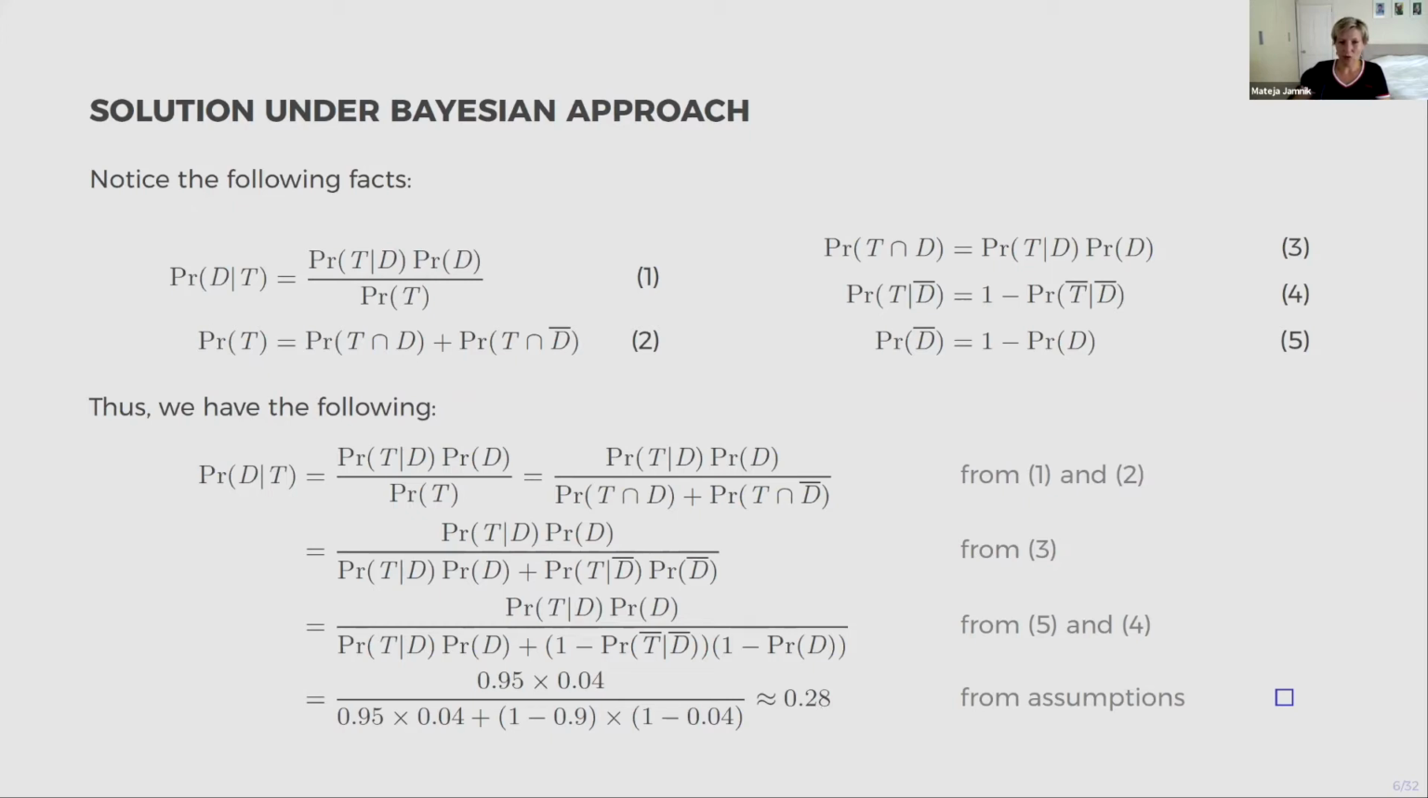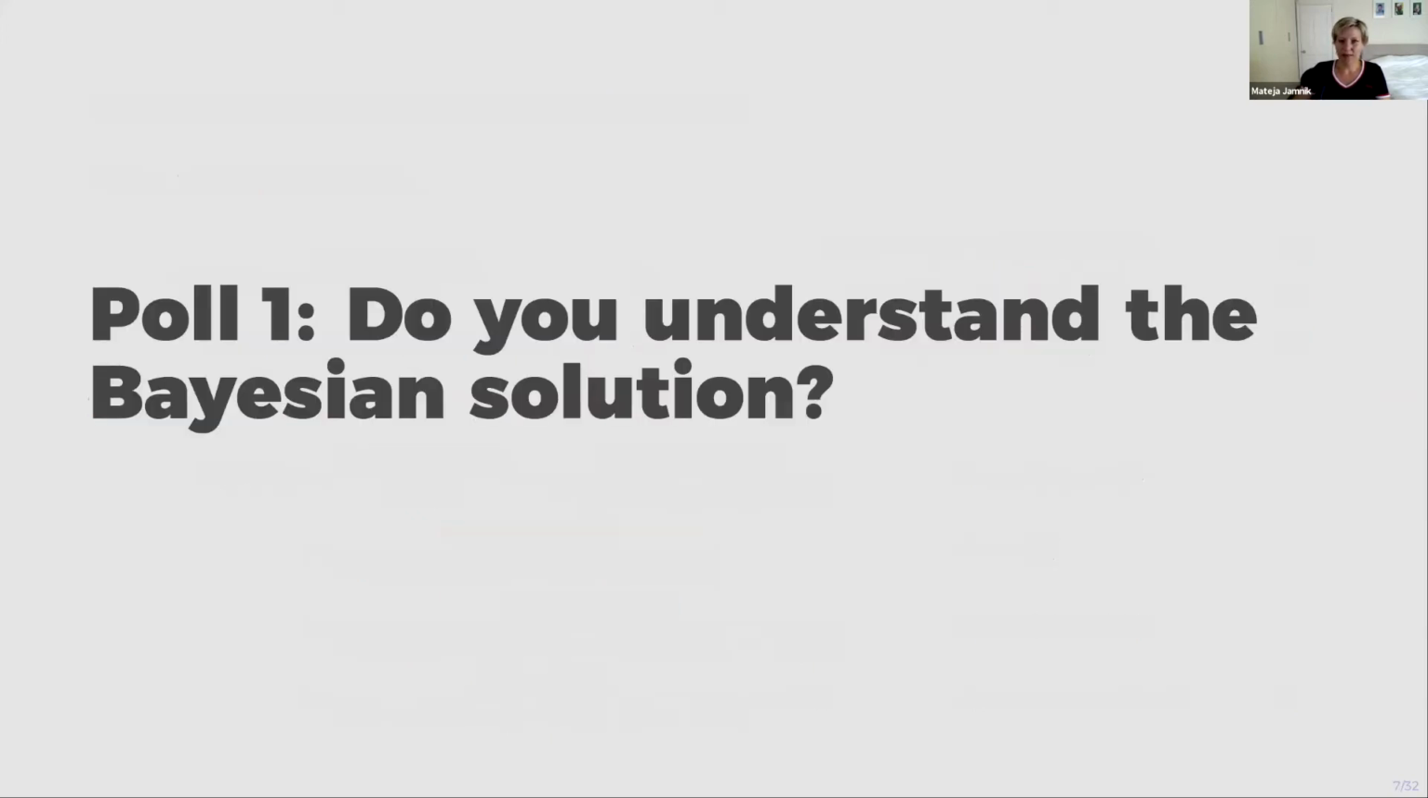Okay, so I'm going to carry out a little poll here. Let me launch the poll. Do you understand this Bayesian solution? I hope you see it and I hope you will participate. Do you understand what it's about? And do you understand the intuition behind why the solution is correct and so on?